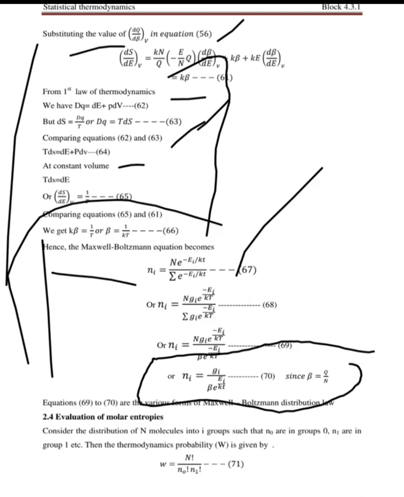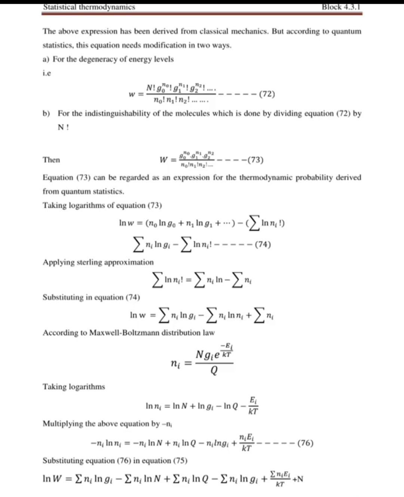Next is the evaluation of molar entropies. Here, for the distribution of molecules into groups such that N naught are in group 0 and N1 are in group 1, the thermodynamic probability W is given by W is equal to N factorial divided by N naught factorial into N1 factorial. That is the equation 71.